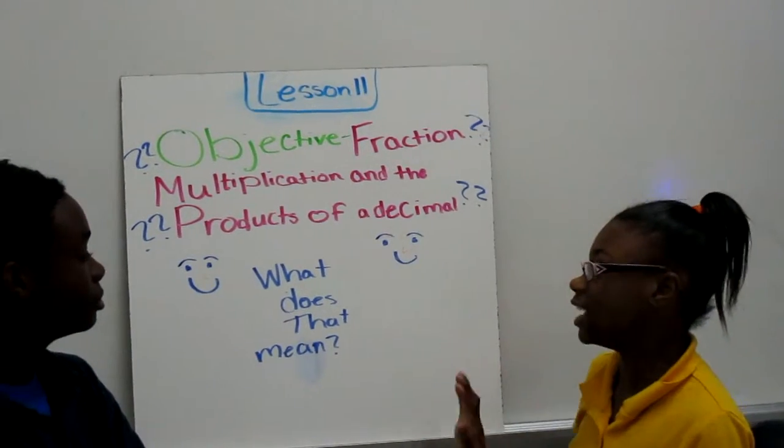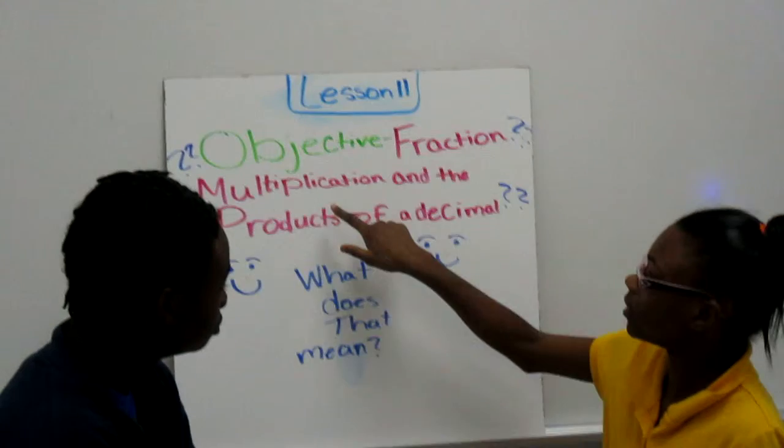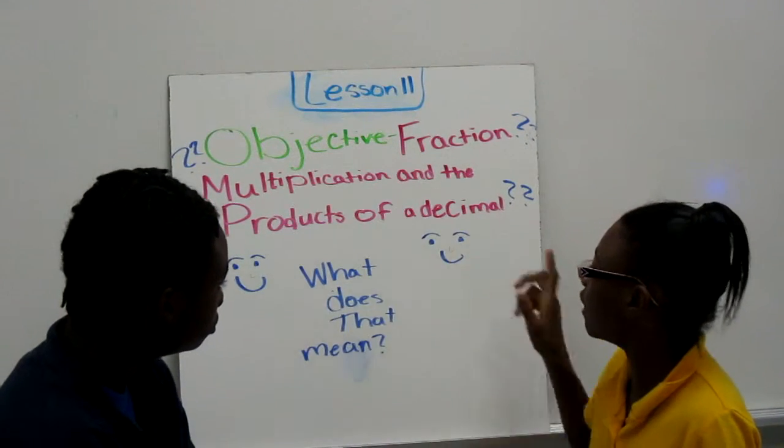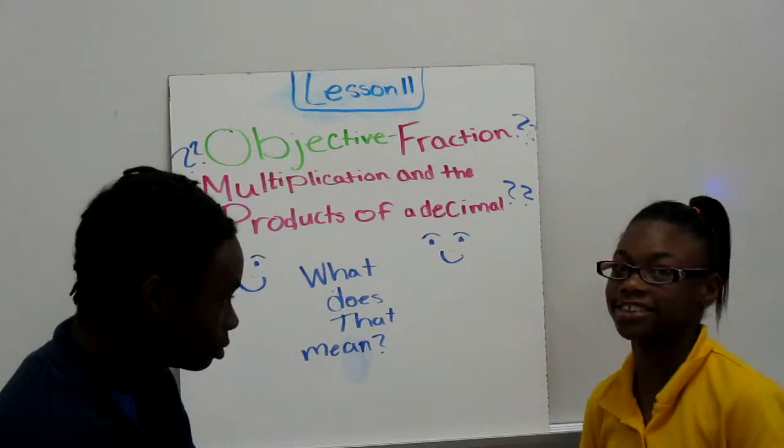This is lesson 11, and today's objective is fractions, multiplication, and the product of a decimal. So I'm guessing you're all asking, what does that mean?